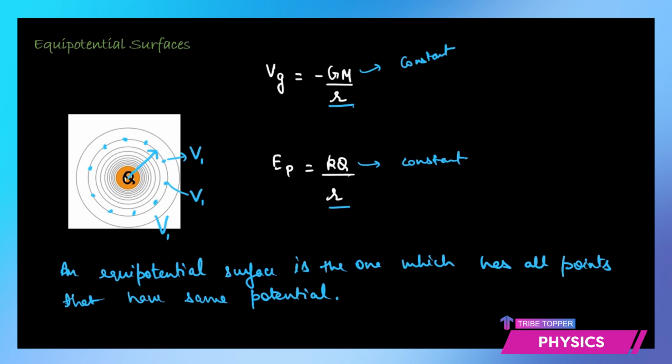If I talk of another surface, this is also equipotential because it will have its own potential, V2, V2, V2 at each point. They do not have an equal potential with each other because their distance is different from the source mass or the source charge. So there is a difference between the potentials of two equipotential surfaces, but on one equipotential surface, all points would have the same potential.